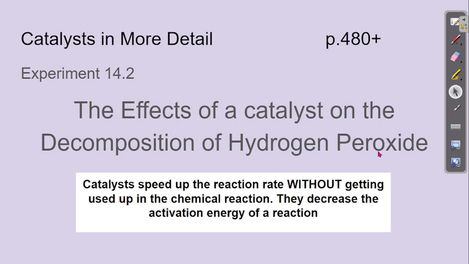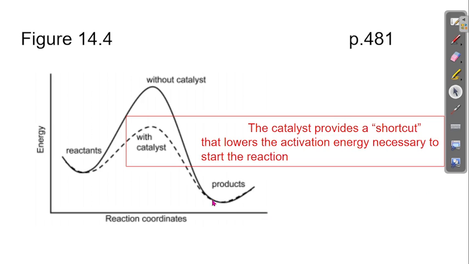You need to remember that catalysts speed up the reaction rate without getting used up in the chemical reaction. You put it in, it helps the reaction to go faster, but at the end you have the same amount of catalyst left. And they do that by decreasing the activation energy of the reaction.